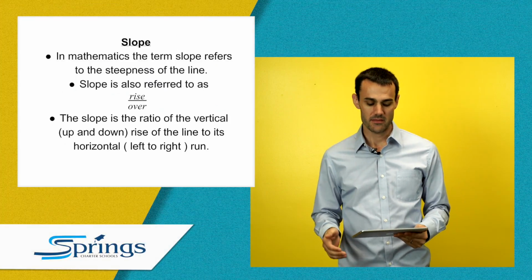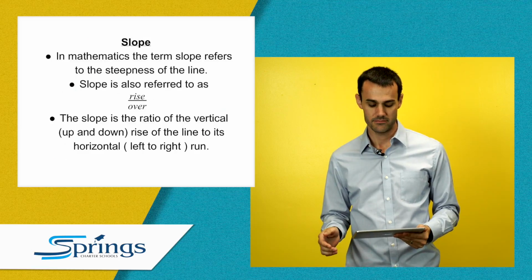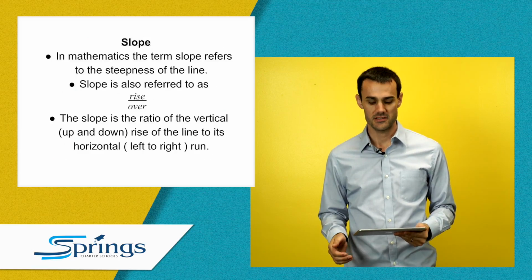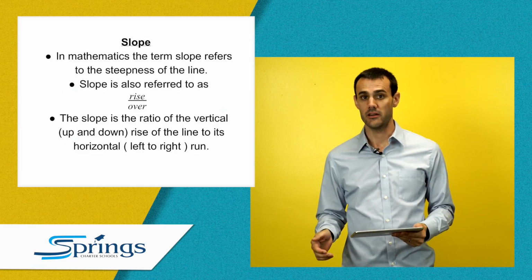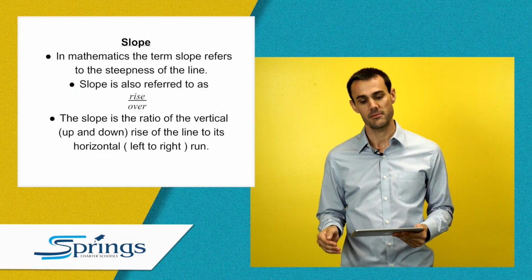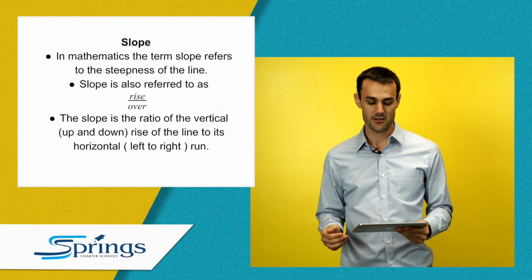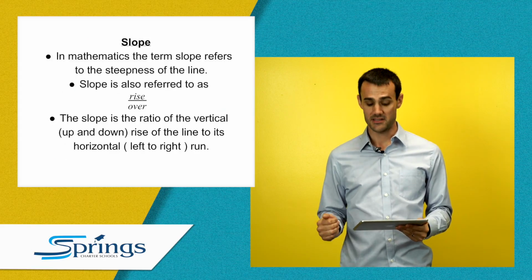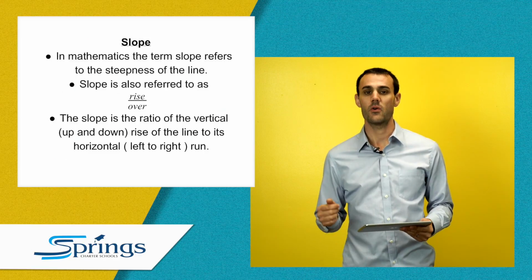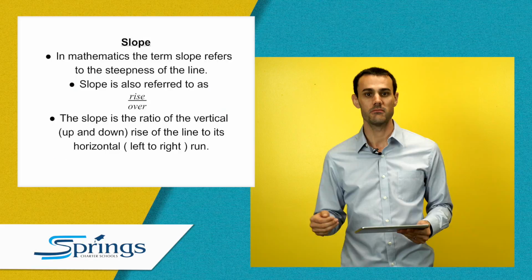First, we should know some things about slope. In mathematics, the term slope refers to the steepness of the line. Slope, you may have also noticed, is referred to as rise over run. Now, there's a very specific formula for finding slope, but we're going to talk about that in a later chapter. Today, we're just going to focus on rise over run. The slope is a ratio of the up and down rise of a line to its horizontal left or right part of the line. So there we get our rise over run.